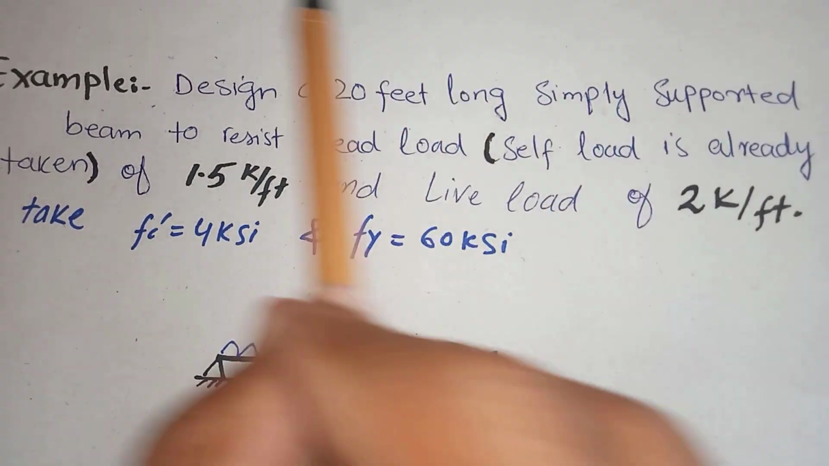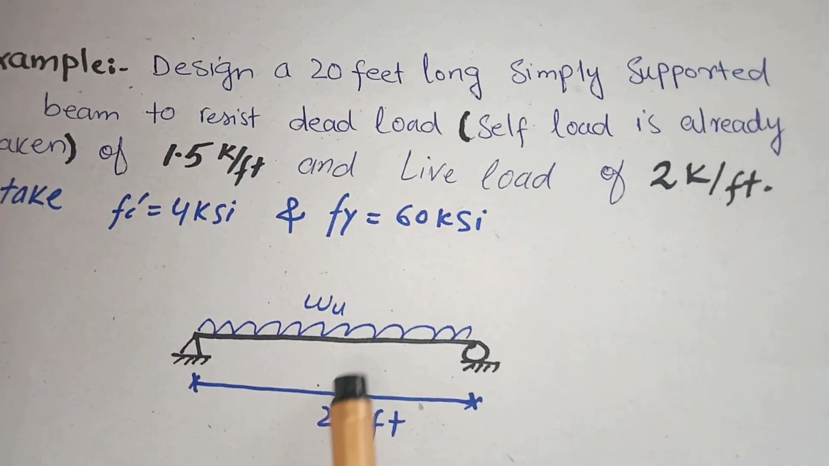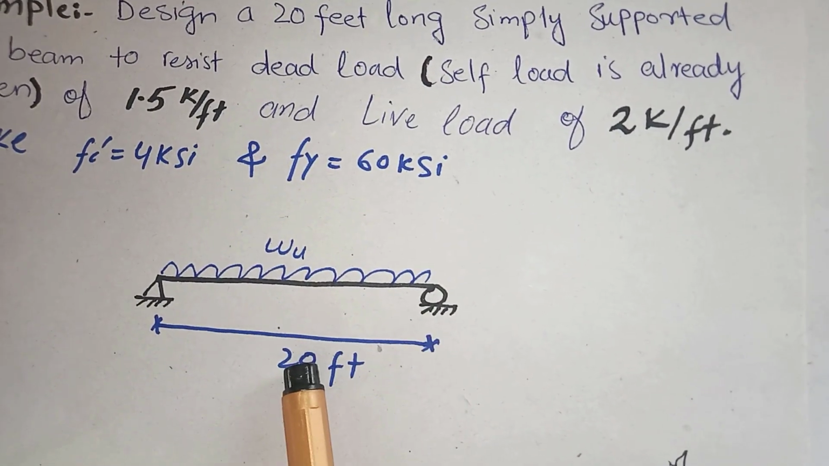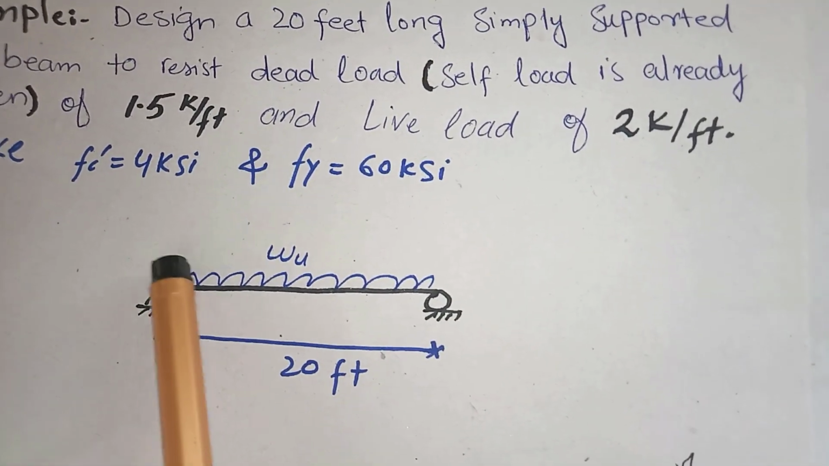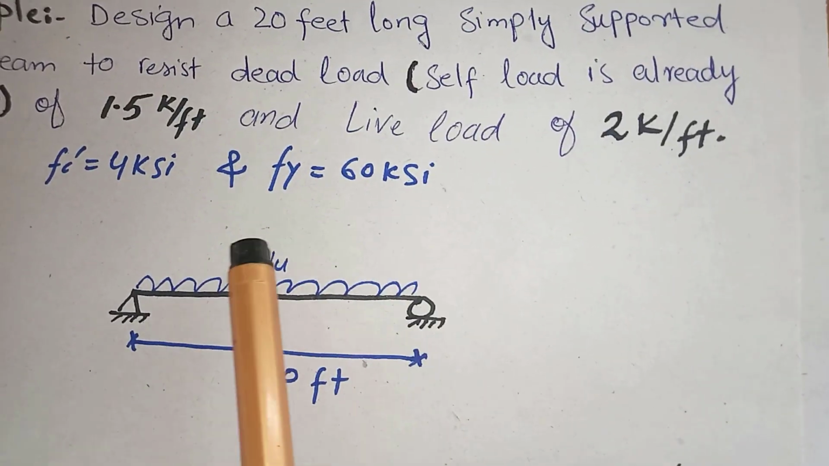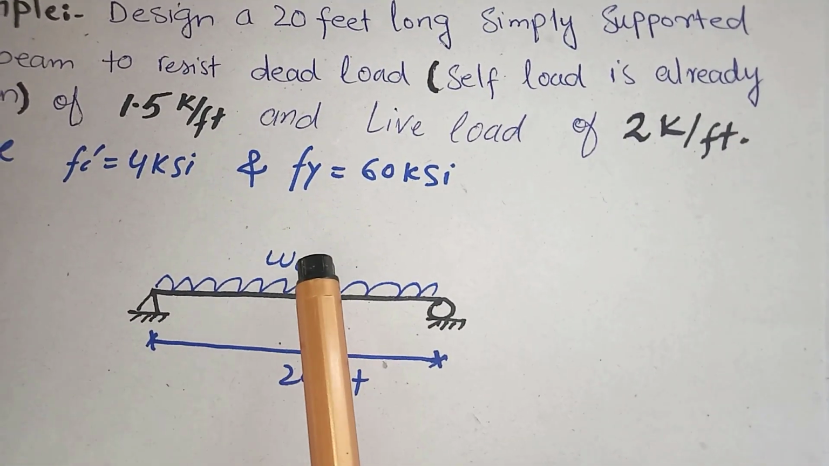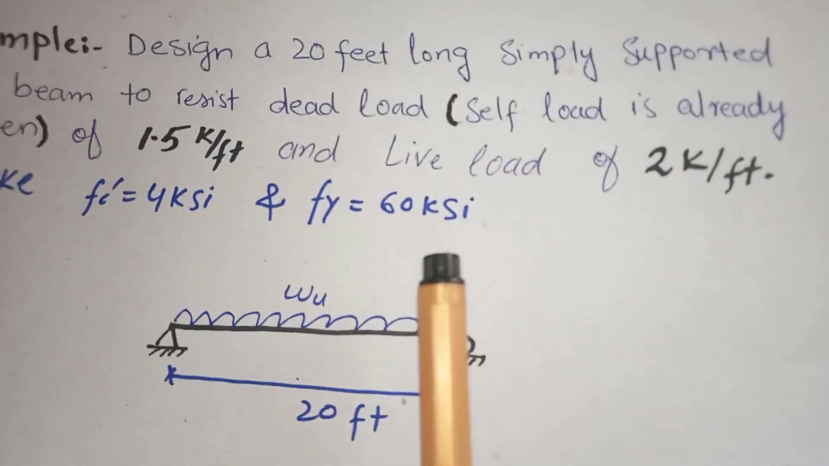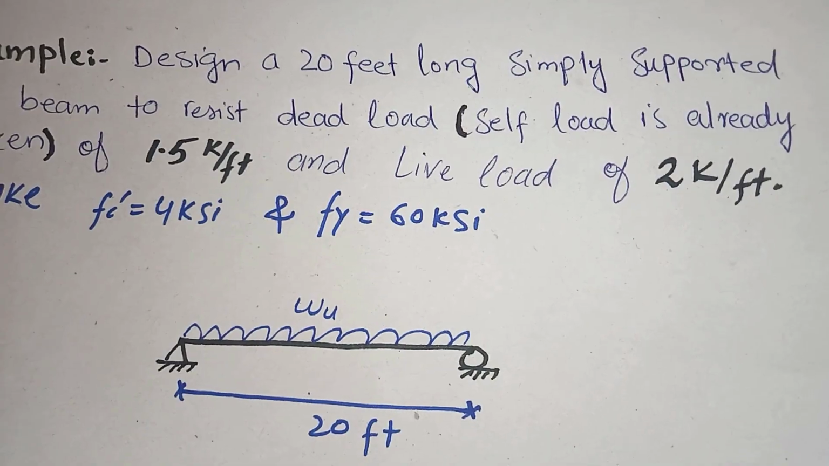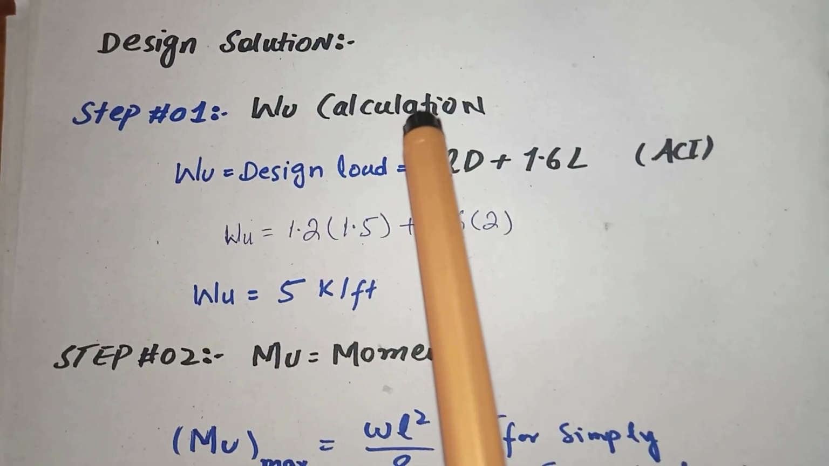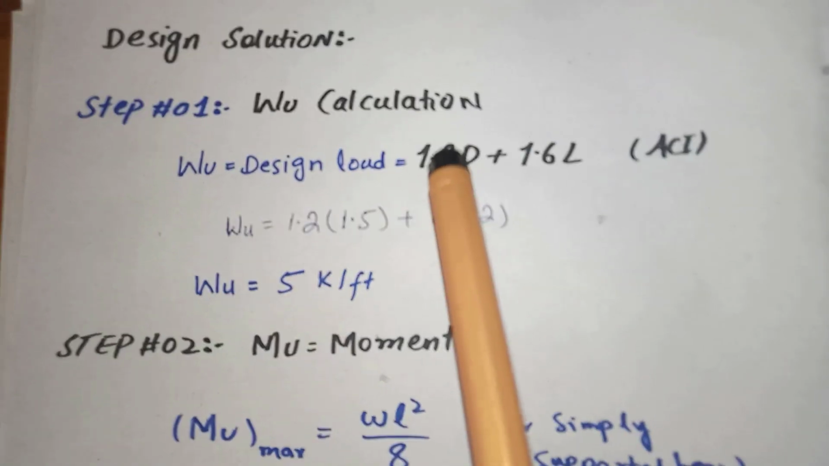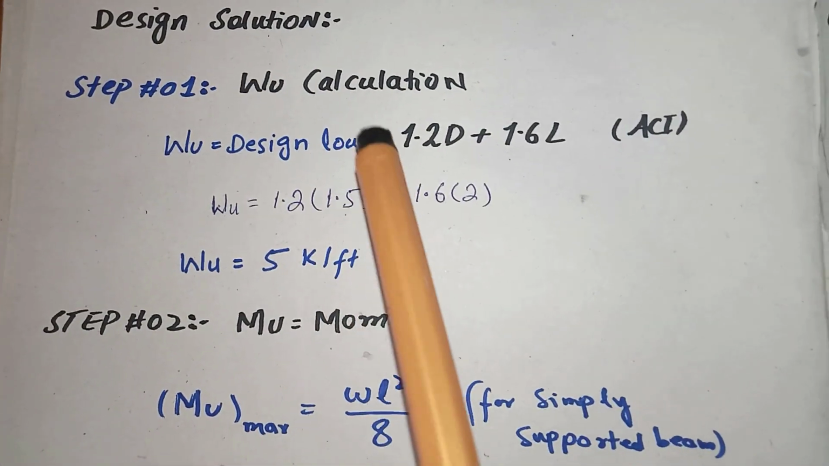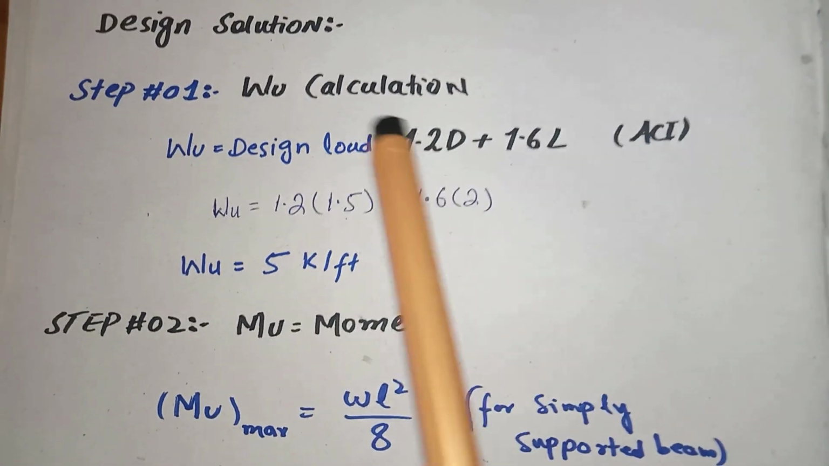So we can simply describe this in this figure. This is the length, 20 feet, and this is simply supported: this is pin supported, this is roller supported, and this is the total load acting upon this beam, which is dead load plus live load. We move directly to the calculations of the example that is given. We will just follow those 7 steps that I have told you before.